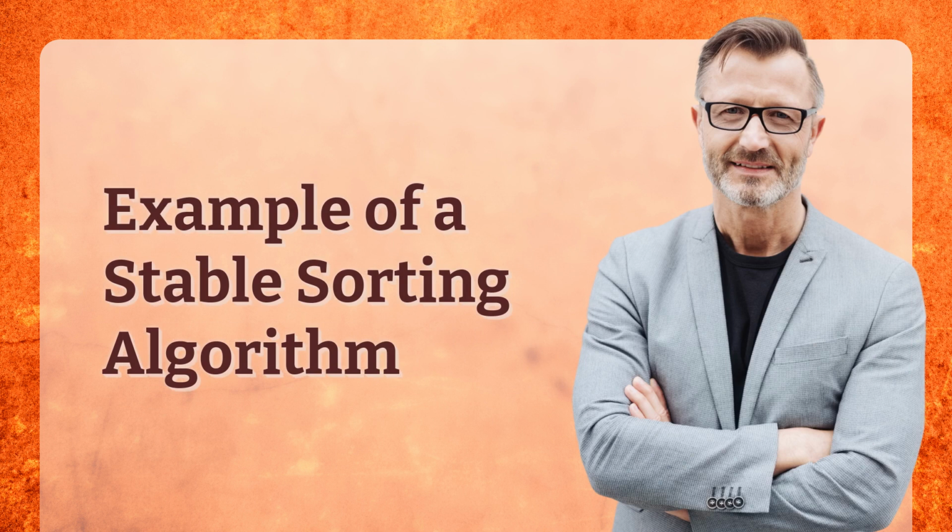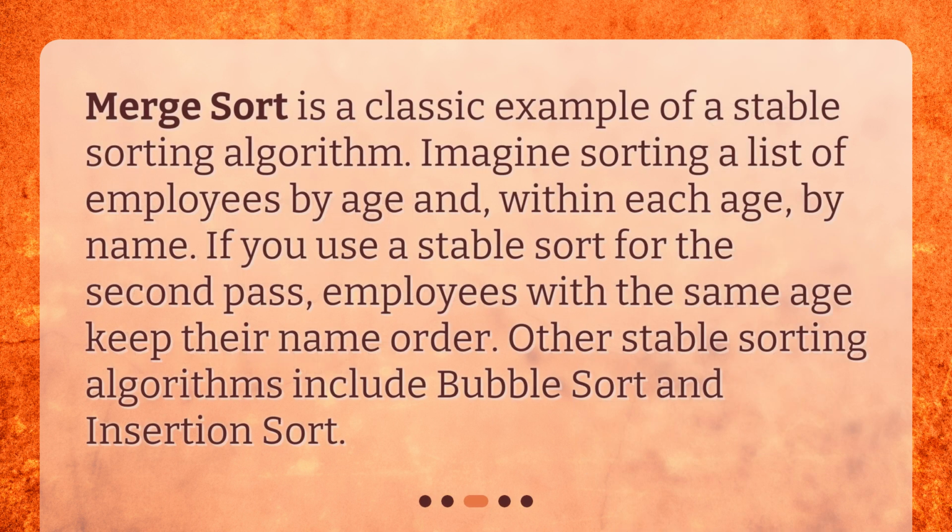Example of a stable sorting algorithm. Merge sort is a classic example of a stable sorting algorithm. Imagine sorting a list of employees by age, and within each age, by name. If you use a stable sort for the second pass, employees with the same age keep their name order. Other stable sorting algorithms include bubble sort and insertion sort.